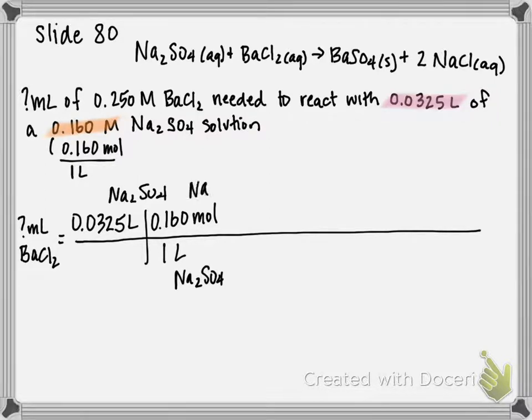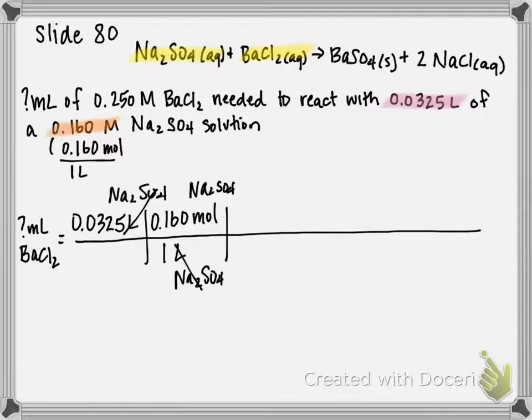Of sodium sulfate. That means liters of solution are going to cancel, and I'm left in moles of sodium sulfate. Now is where I'm going to use my mole ratio. So we're concerned with sodium sulfate and barium chloride. So if I look at my reaction, there's sodium sulfate, barium chloride. They both have no numbers in front of them, meaning it's a 1-to-1 ratio.